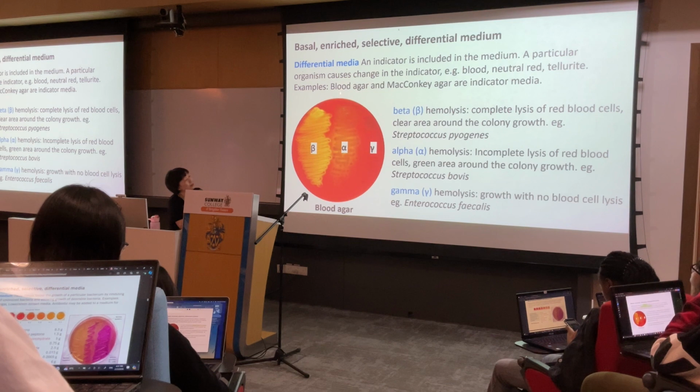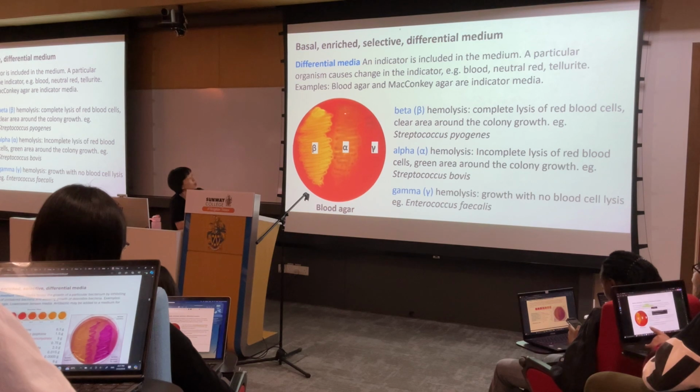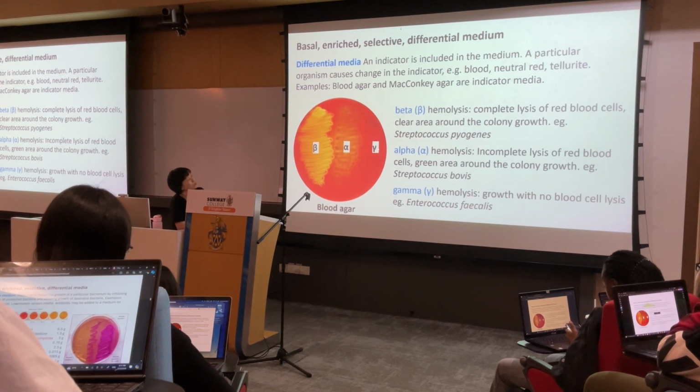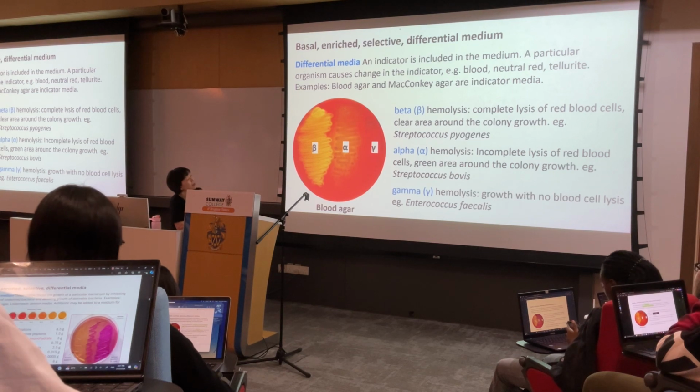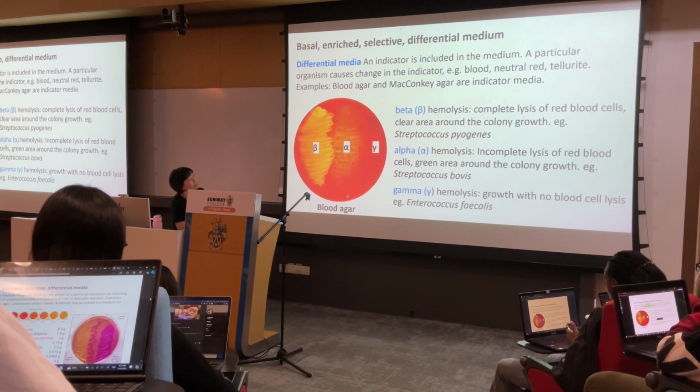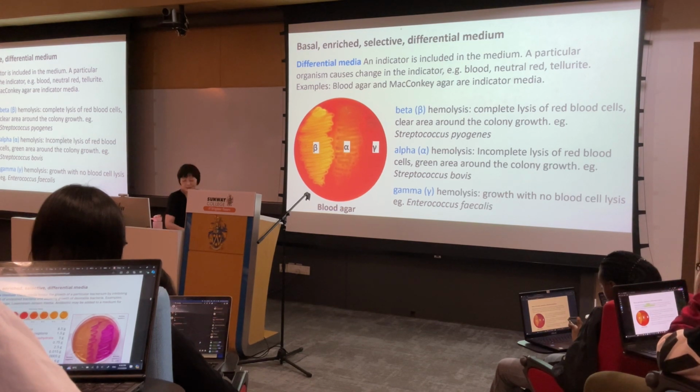You have alpha. Alpha is a semi-hemolysis, meaning it's an incomplete lysis of the red blood cells, and therefore you will see something like a green background, a little bit green, indicating it's not totally lysed. And you also have gamma. This type of bacteria cannot lyse the red blood cells, so there is no hemolysis here. So it's called gamma. It depends on the level of hemolysis, divided into beta, alpha, gamma.